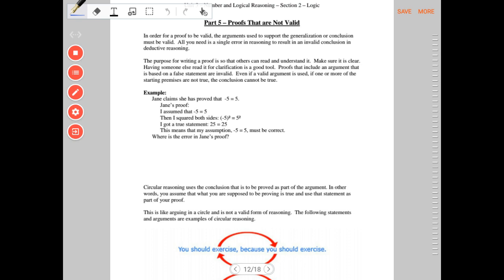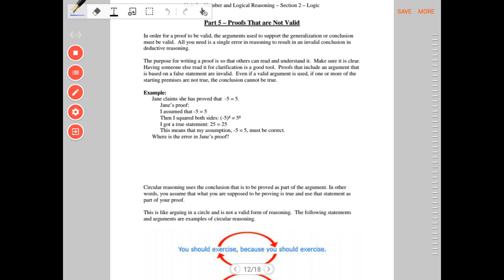Example: Jane claims that she has proved that negative 5 equals 5. Jane's proof: I assume that negative 5 equals 5. Then I squared both sides, and I got a true statement, 25 equals 25. That means my assumption must be correct. Where's the error in Jane's proof?